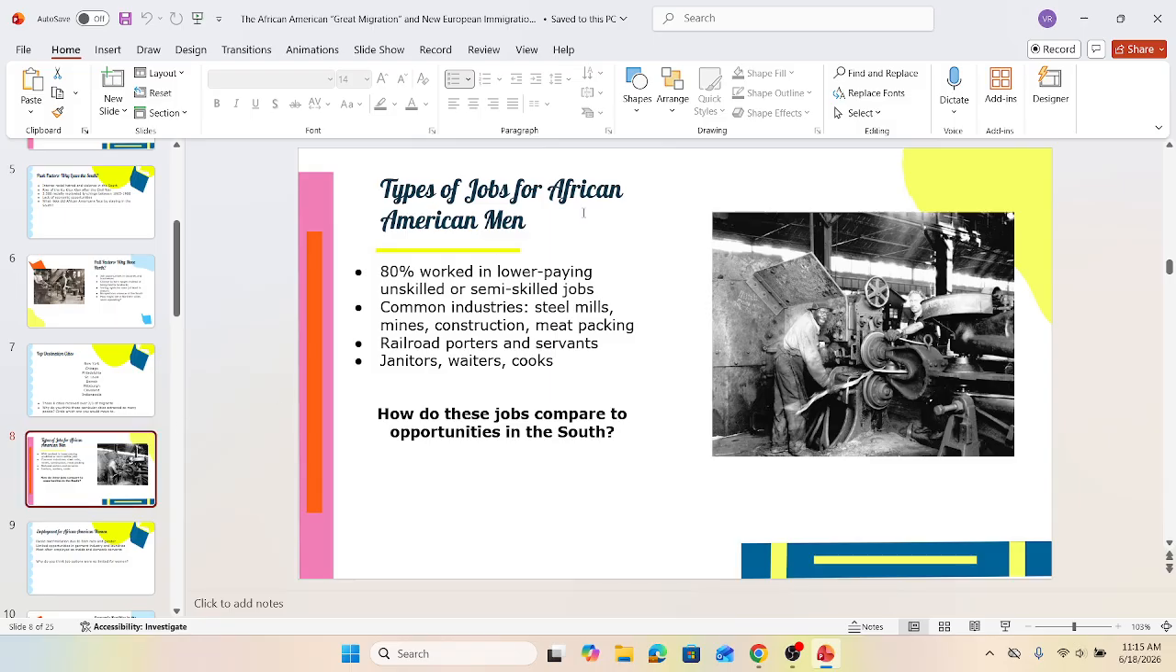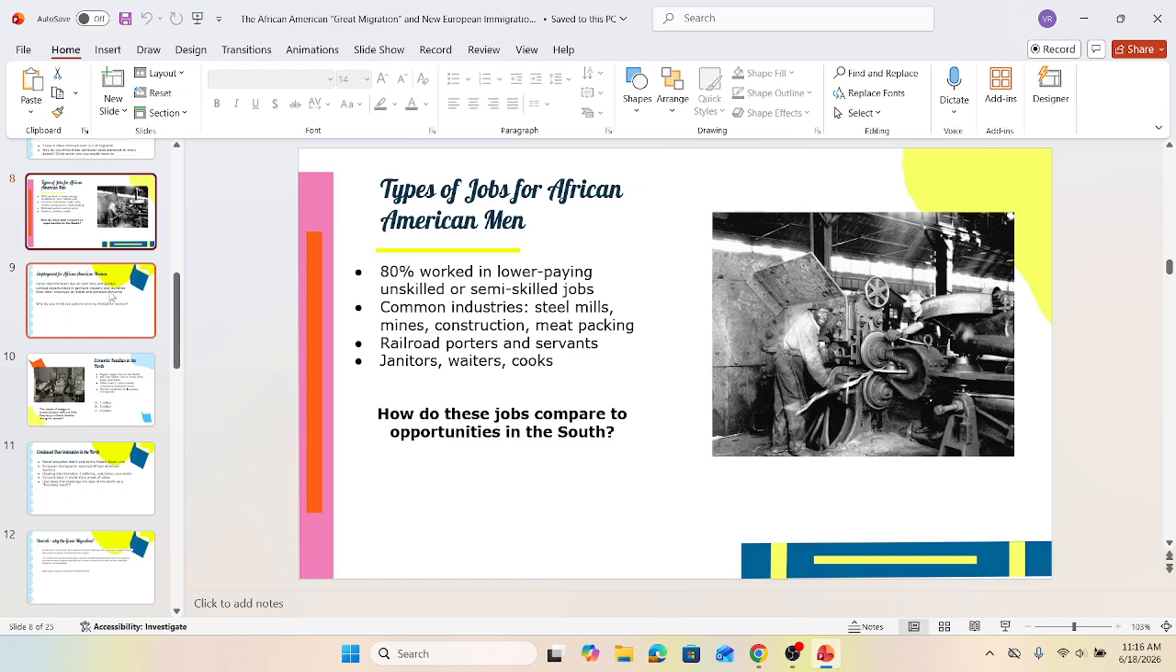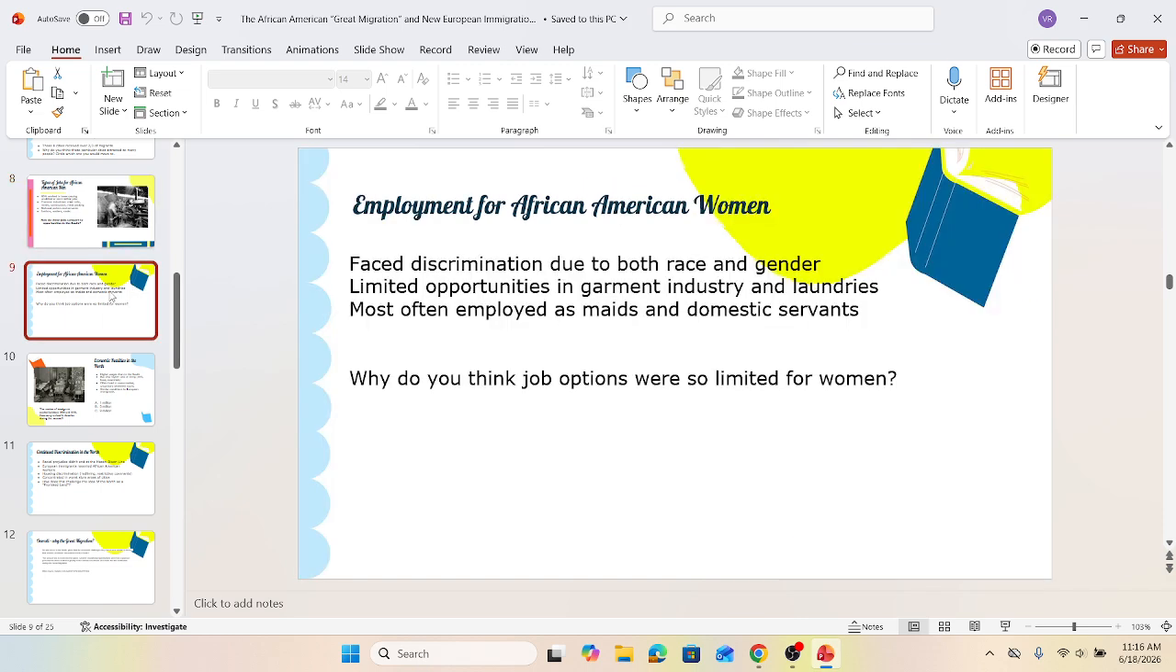So African American men typically worked in lower paying, unskilled or semi-skilled jobs. When in competition with a white man, they would receive the lesser job and the lesser wage. Common industries that African American men worked in included the steel mills, mines, construction, meat packing, railroad porters, servants, janitors, waiters, and cooks. These jobs were still often better opportunities than in the South. So even though they were still considered second-class citizens, it was, for many people, a step up from what they had been experiencing. For African American women, the challenge was even higher.